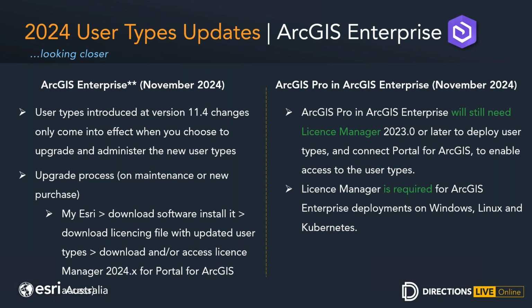ArcGIS Enterprise in a self-managed environment will mean you can choose when to upgrade to the latest release and apply the updated user types. The upgrade process for new and maintained software and licenses will require software and license file download via Esri, and access to the user types will still require License Manager. Please note that License Manager is required for ArcGIS Enterprise deployments on Windows, Linux, and Kubernetes.